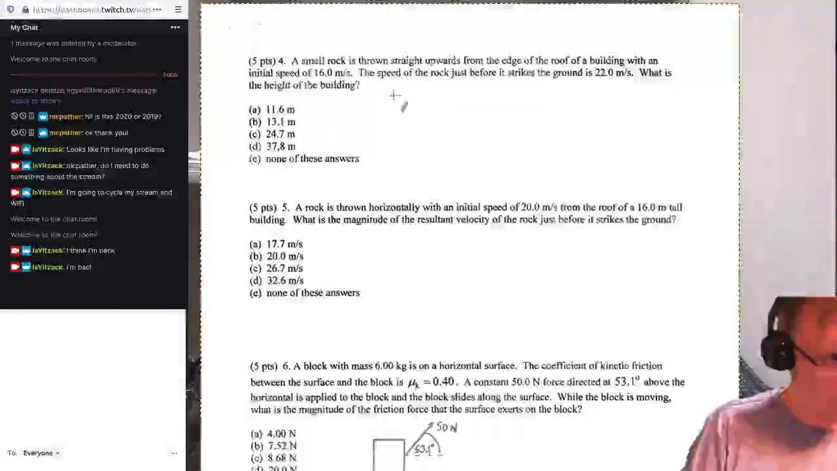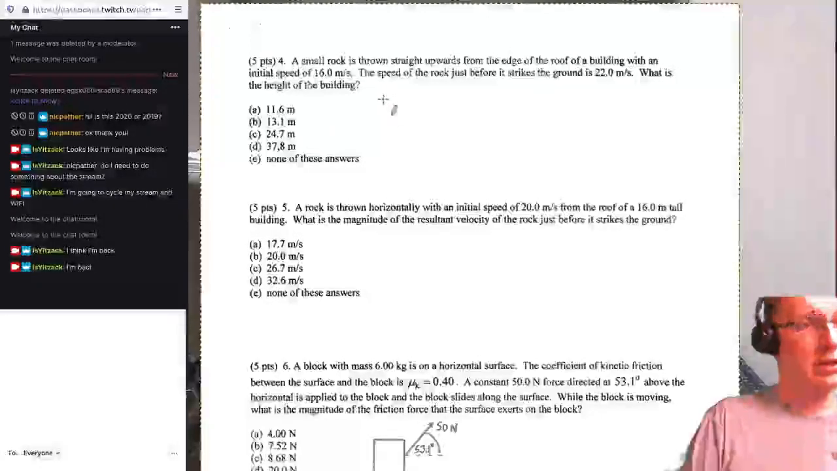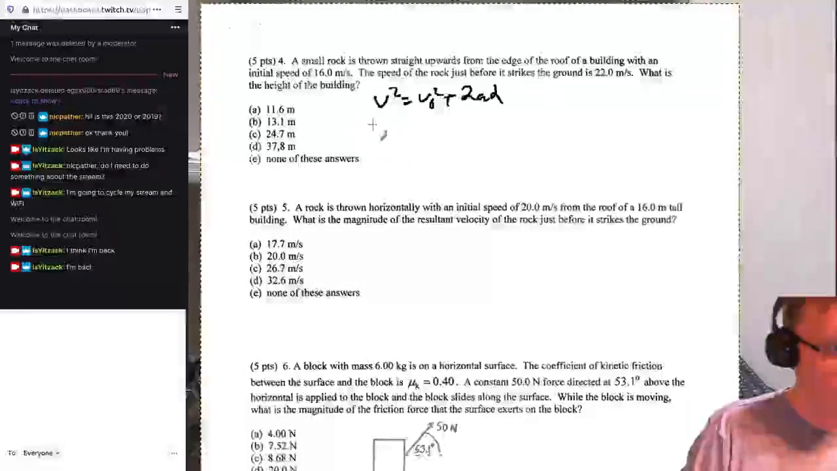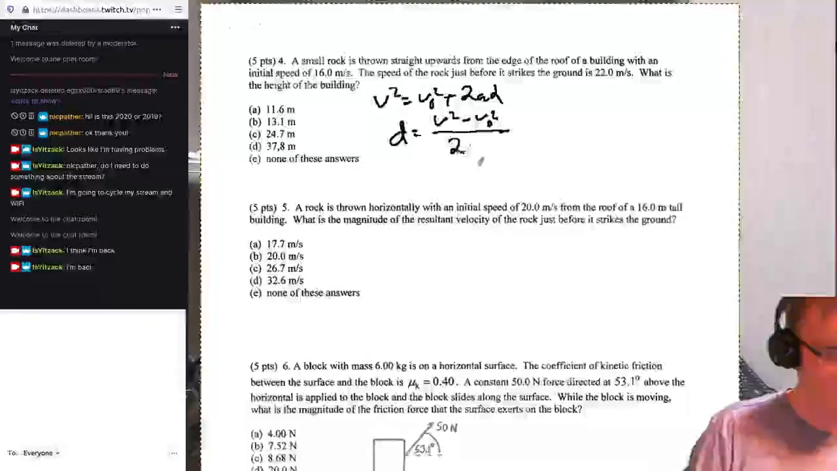All right, we are going to invoke energy conservation because that makes our life a whole lot easier. V squared is equal to V naught squared plus 2AD. We are looking for the height of the building? Yes. Therefore, D is equal to V squared minus V naught squared divided by 2A. We're going to leave it at A for now.